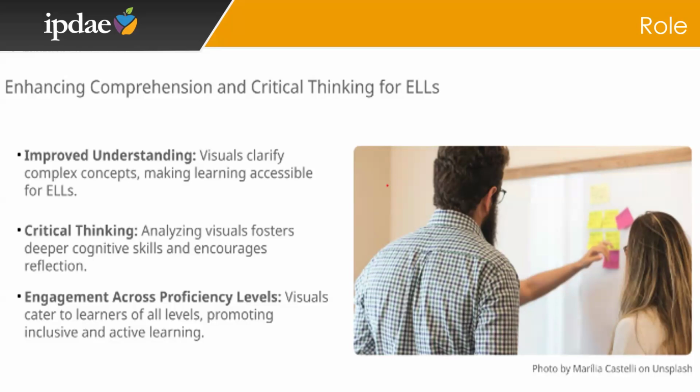And for the third one, engagement across proficiency levels, this would mean that visuals cater to all learners, promoting inclusive and active learning. Now, using labeled pictures of community places, say like a park or a library, in a lesson about neighborhoods, this would help all students participate regardless of their proficiency, right? So by integrating visuals, we make learning more accessible, engaging, and thought-provoking for our students.